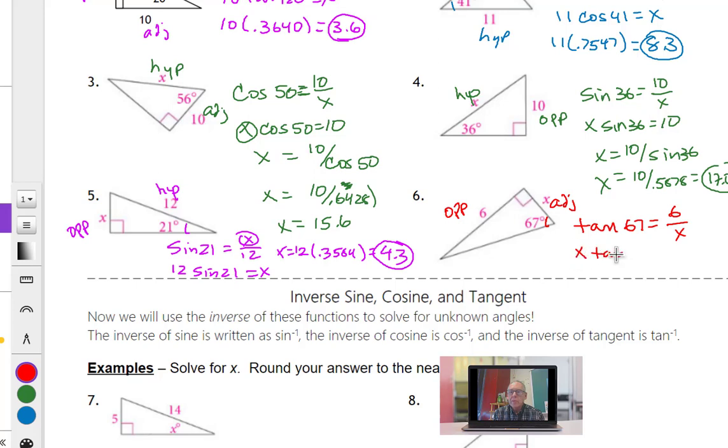x tan 67 is equal to 6. To get x by itself, we divide both sides by tan 67. x equals 6 divided by tangent 67. And tangent 67 from the table is 2.3559. And that gives us 2.5, rounded off to 1 decimal place for the length of x.